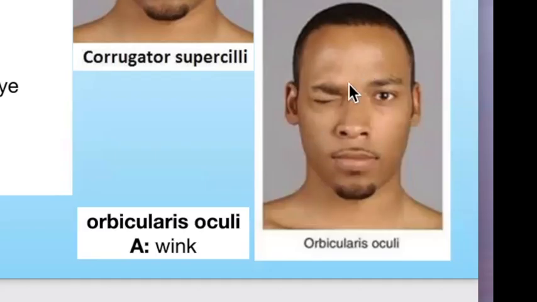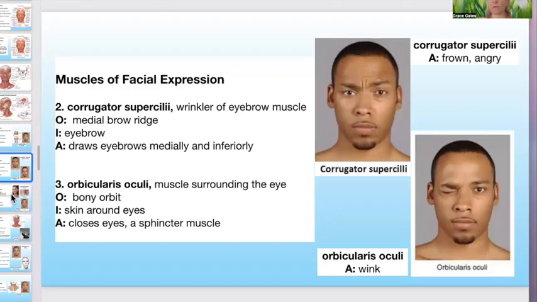And over here, if you were going to describe an expression that might be made by closing the orbicularis oculi around one eye, it would be a wink. It's giving a very weak-hearted little wink there.